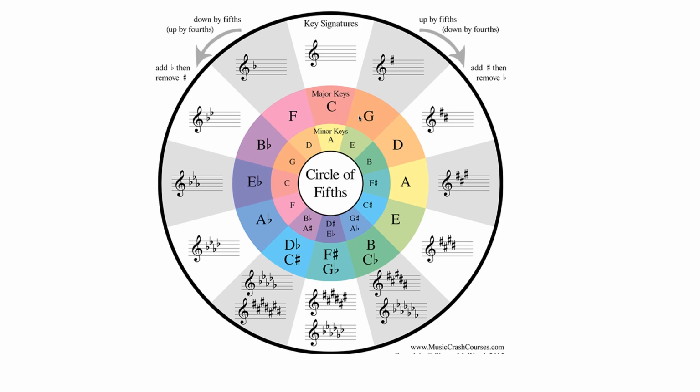So counting another 5 notes, G, A, B, C, and D, we have D with 2 sharps. Count another 5 notes, we have A with 3 sharps. Counting another 5 notes, we have E with 4 sharps. Counting another 5 notes, we have B with 5 sharps. And counting another 5 notes, we have F sharp with 6 sharps. And here it starts to connect to the other side of the cycle.